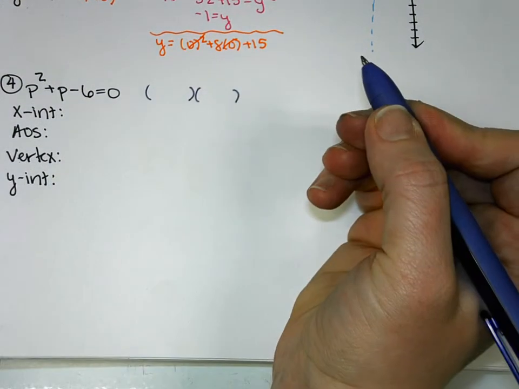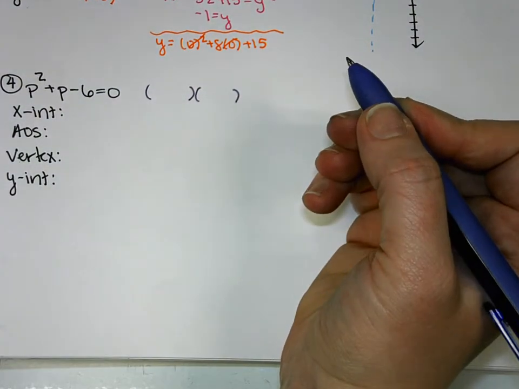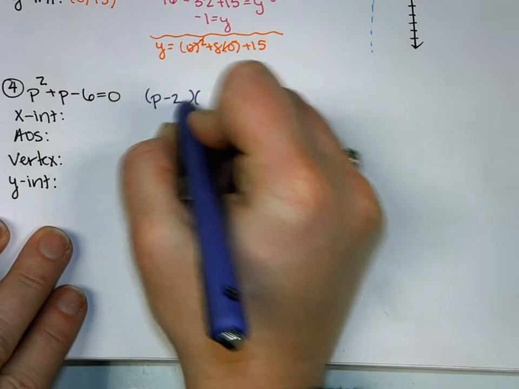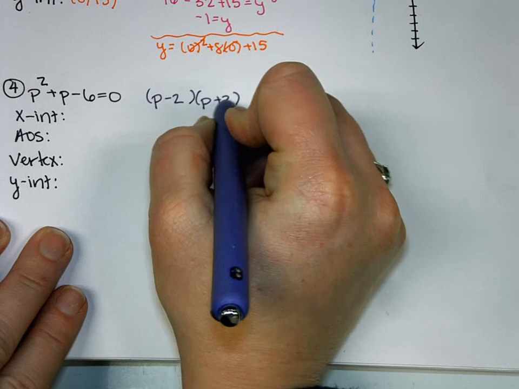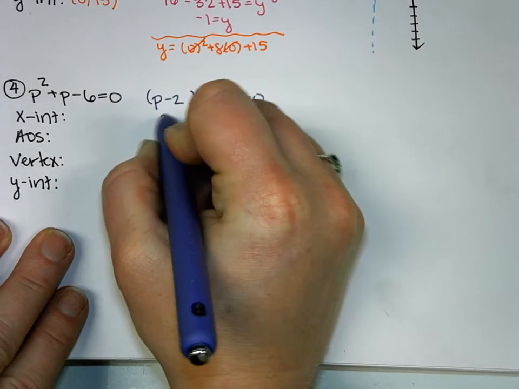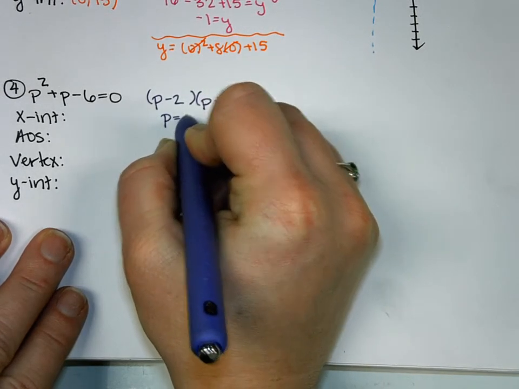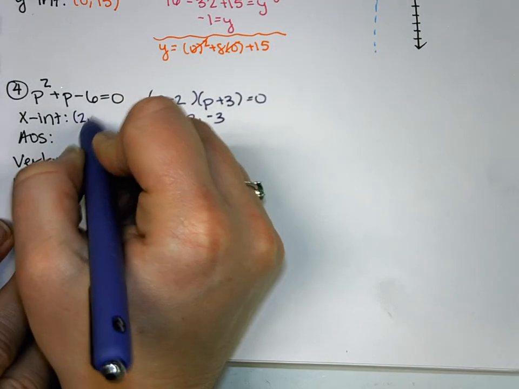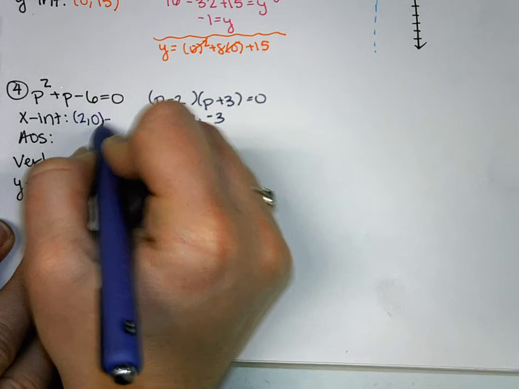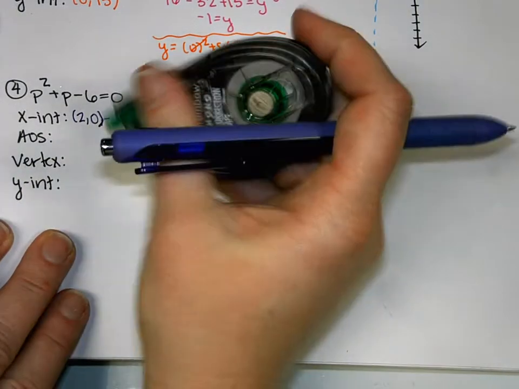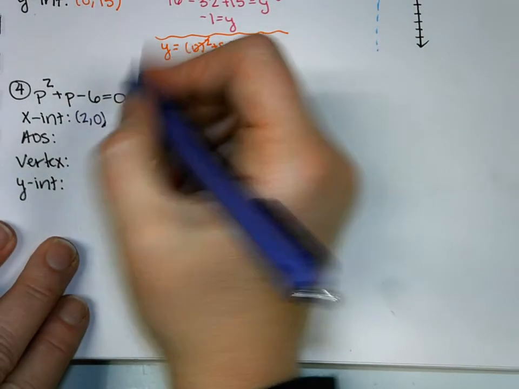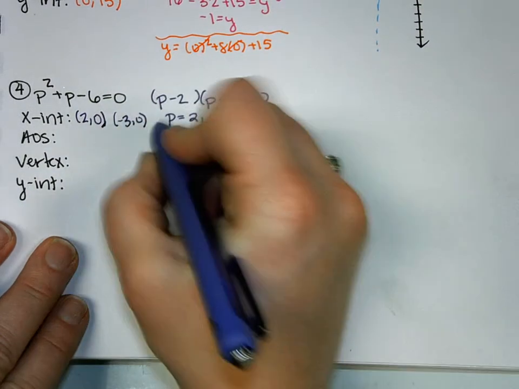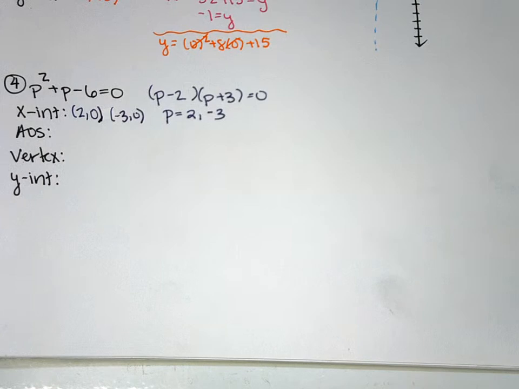Good, someone noticed it's the same one as number 1. So I'm just going to go up to number 1 because we already did the factoring up there. And so we know that our intercepts are 2, 0 and negative 3, 0. So if you want, you can make yourself a little note, like to say, see work on number 1.